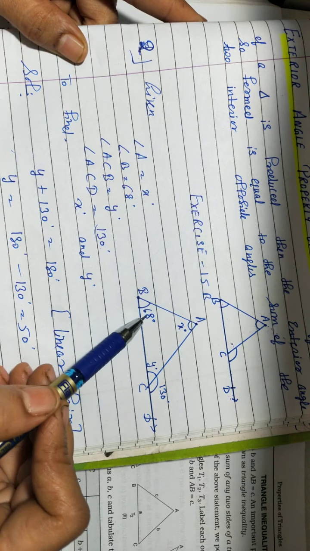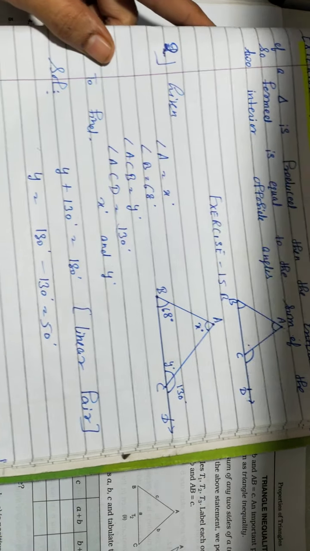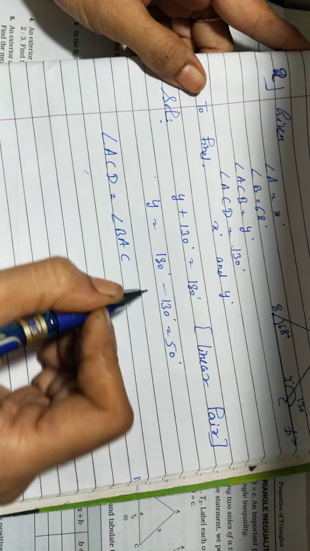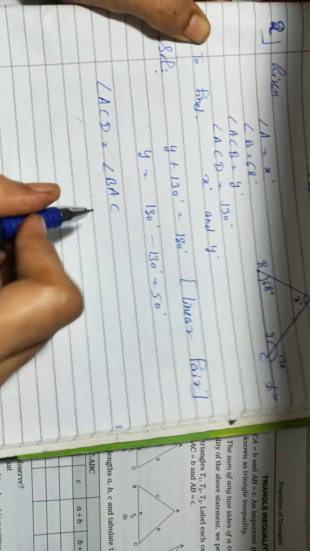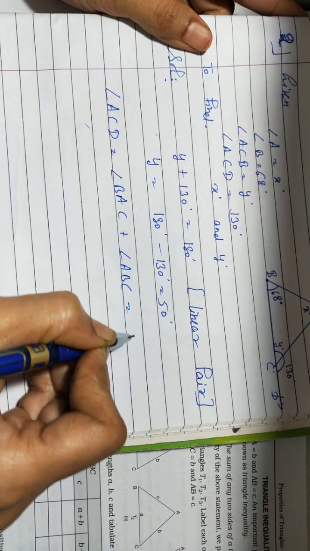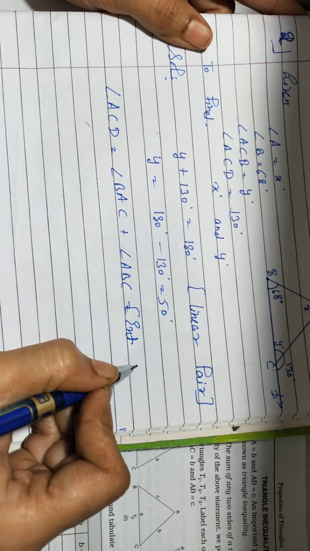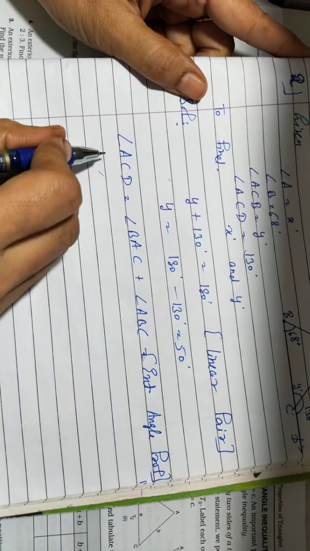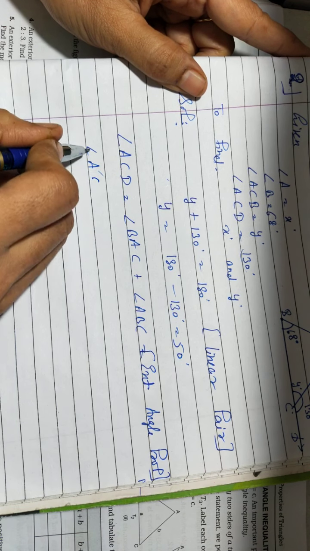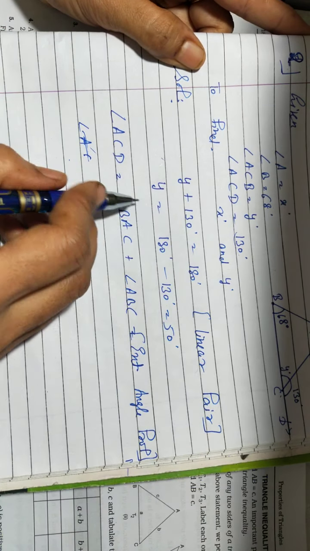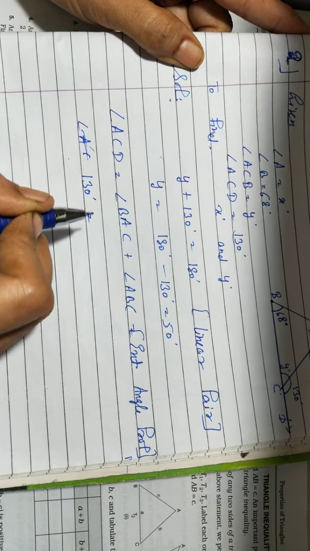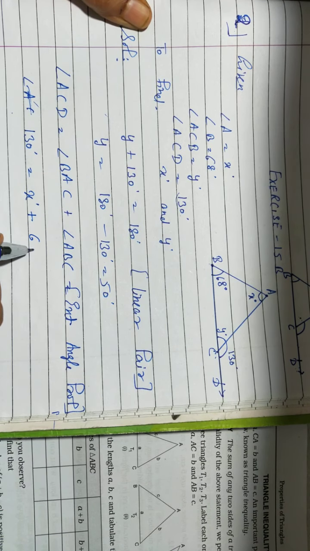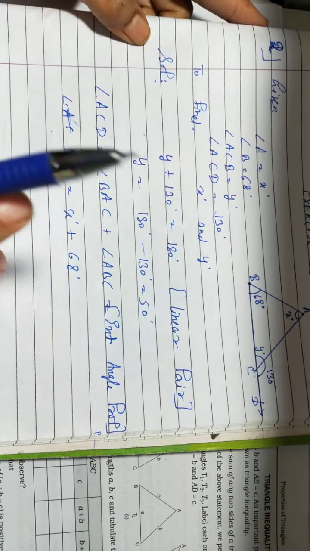Now using the exterior angle property, angle A plus angle B is equal to angle ACD. Angle ACD is equal to angle BAC plus ABC. Yes, reason: exterior angle property of triangle. Yes, ACD, sorry, we have measure of ACD, we'll write it as 130 degrees. Angle BAC is x degrees. ABC is given as 68. ABC or B both are the same, take care.